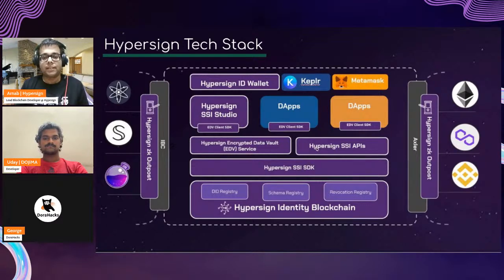Besides the Hypersign SSI APIs, we have the Hypersign Encrypted Data Vault. To summarize, it is essentially an encrypted way to store a lot of data, such as credentials, in a very encrypted manner. We won't touch base much on EDV right now since it's in a developmental stage. So the focus should be much more on SSI, SSI APIs and the SSI SDK.